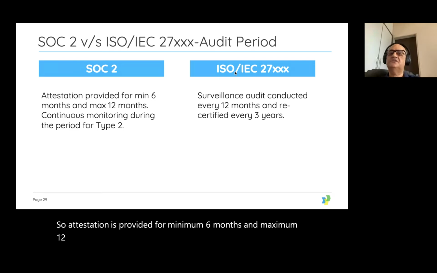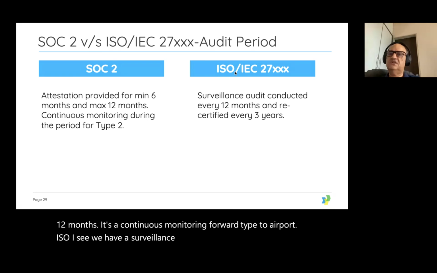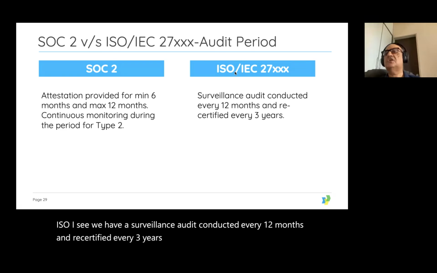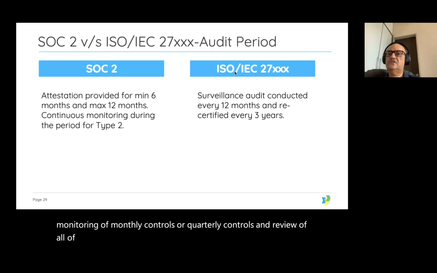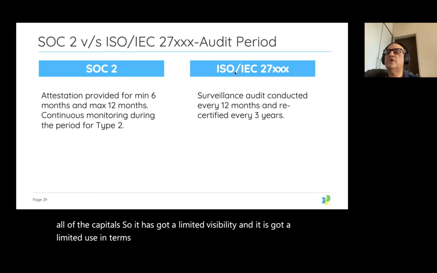It's continuous monitoring for a Type 2 report. In ISO IEC, we have a surveillance audit conducted every 12 months and recertification every 3 years. But there's no continuous monitoring of monthly or quarterly controls and review of all the controls. So it has limited visibility and limited use in terms of actually knowing what controls are implemented.